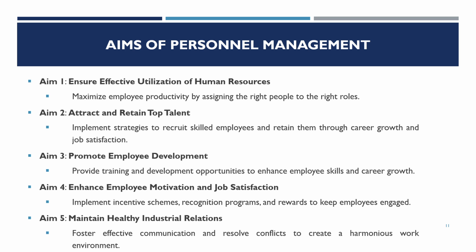What is the fourth aim? The fourth aim is to enhance employee motivation and job satisfaction. Every employee is looking for job satisfaction. You can motivate employees by providing different incentive schemes, recognition programs, and rewards, which can motivate and engage them. The organization has to arrange such activities so that employees feel motivated and feel they are getting job satisfaction.